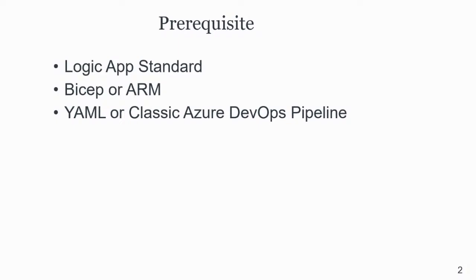And I'm using Bicep, Azure Bicep for my templates. But if you have never used Bicep, and you're familiar with ARM templates, that should be all right. So they're very similar. And I'm using YAML pipeline to deploy my stuff. But if you are familiar with the classic DevOps pipeline, that should be fine as well.